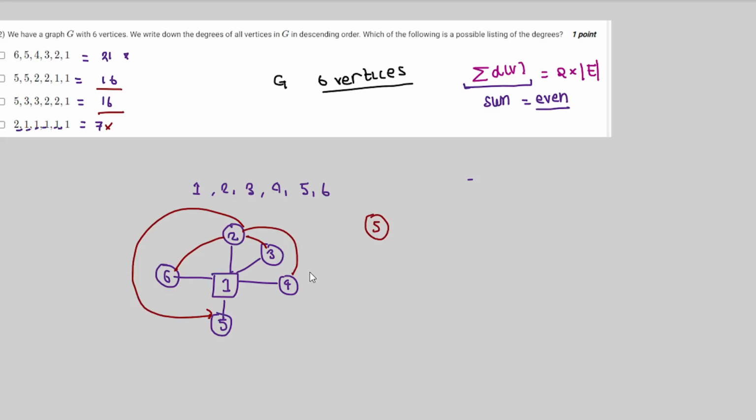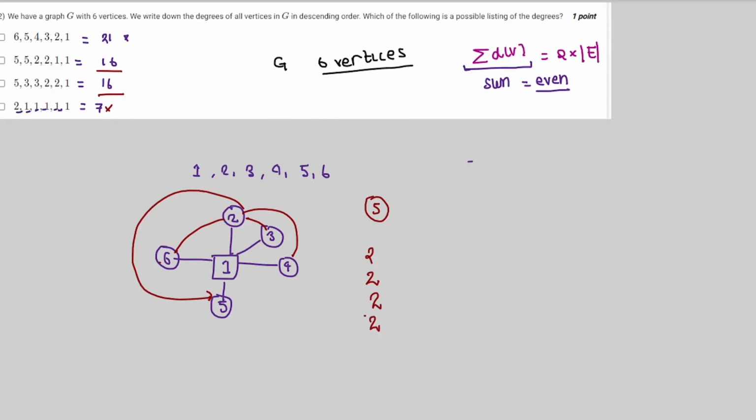Now let us think about the other terms, that is 6, so its degree is 2. For 3 its degree is also 2. For 4 its degree is 2. For 5 its degree is also 2. So for the second option we are not able to generate a graph. Now moving to the third one.